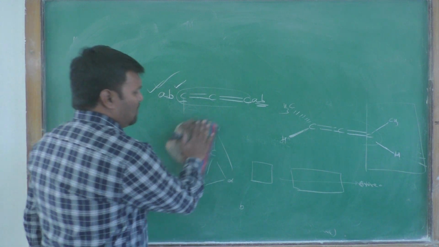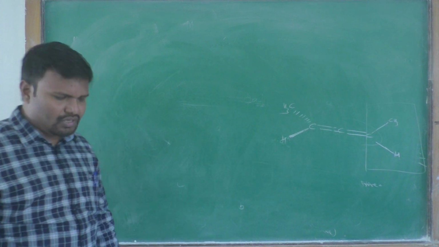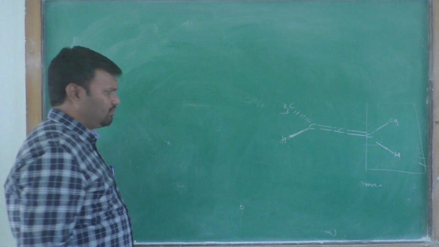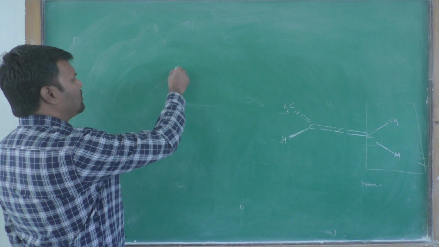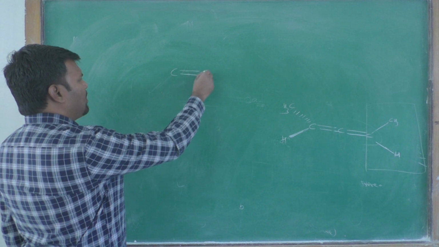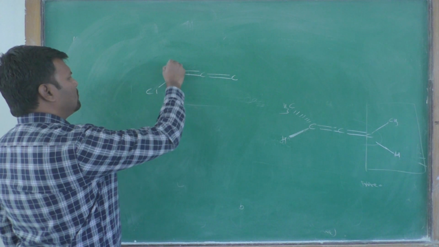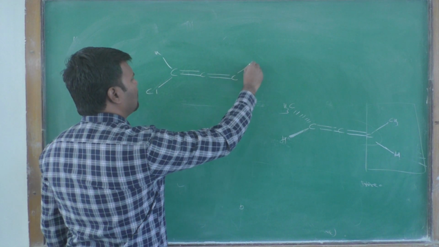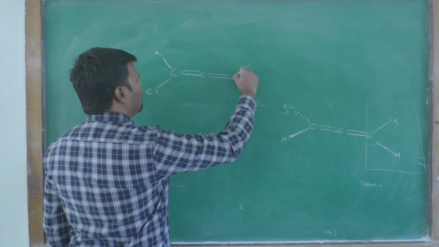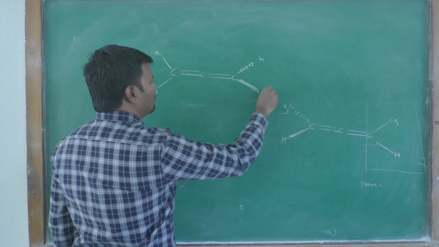Okay, this is the structure of the allene. When you represent an allene, suppose we have a compound like that. Okay, these are along the plane, and this is outside. This hydrogen is outside the plane. This is the chlorine.